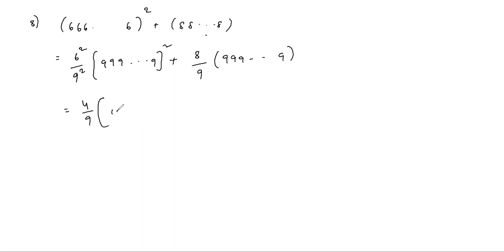Into we can write this one 10 power n minus 1 whole square. Same as we discussed earlier. This is 8 by 9 into 10 power n minus 1. You can't simplify this.